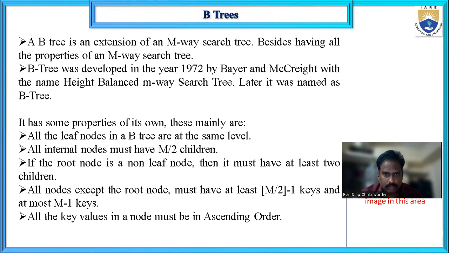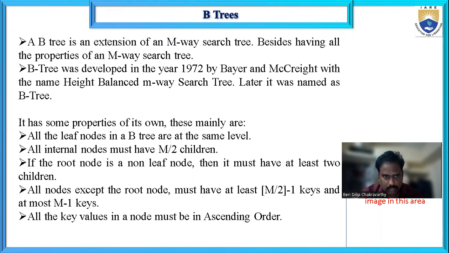Okay, so now let's discuss B-Trees. A B-Tree is an extension of the M-way search tree. It looks similar to an M-way search tree. Besides having all the properties of an M-way search tree, B-Trees were developed in the year 1972 by Bayer and McCreight with the name height balanced M-way search trees. Earlier it was named height balanced M-way search trees, and later it was changed to B-Trees.